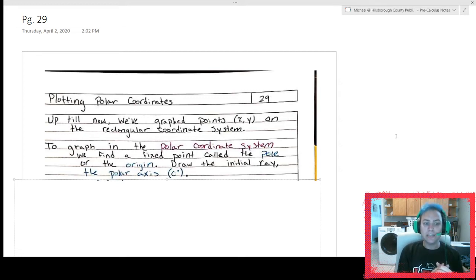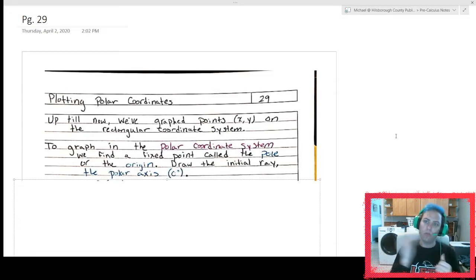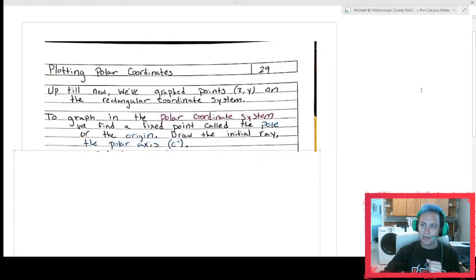We would draw that initial ray, or we'd call it the polar axis, and the polar axis would be like 0 degrees and 180 degrees. Those would be your polar axis. That's your x-axis in a rectangular system. In the polar system, that's our polar axis, that flat, horizontal, 0 and 180 degree points.